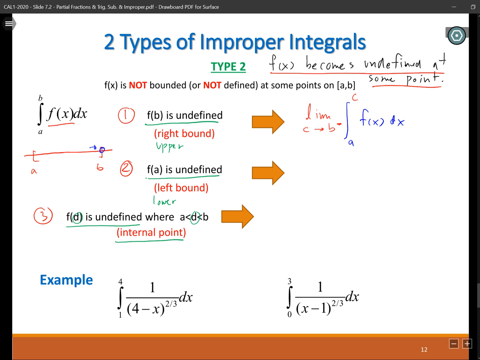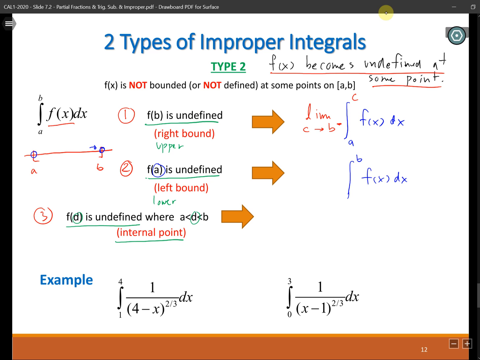Okay, now let's take a look at scenario 2. The problem happens at a, the lower bound. So in this case, the problem happens here, and we want to perform this integration from a to b, and everything else is the same, dx. Now we have a problem with this a, which means that we cannot put this directly into our integral. So we have to do something with that.